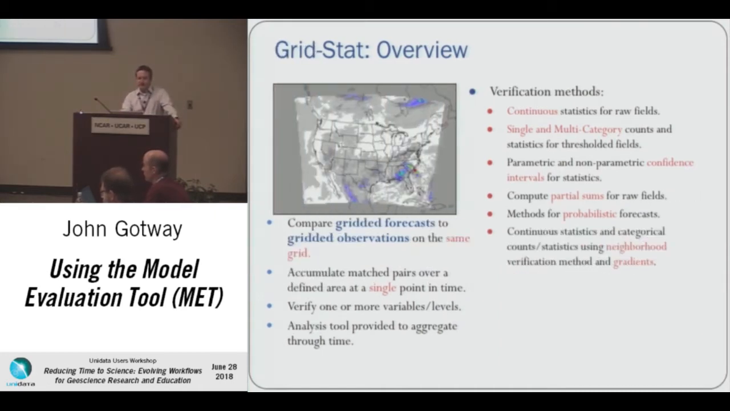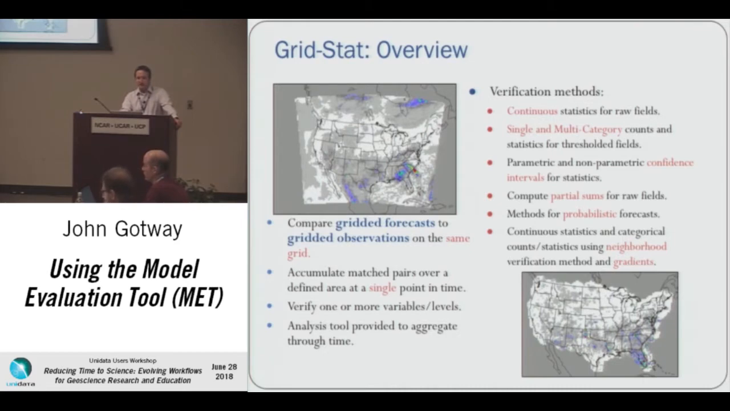The grid stat tool is very similar to the point stat tool. And if you compare the bullet points here, they're almost the same. The major difference, though, is that whereas the point stat tool compares gridded forecast to point observations, the grid stat tool compares gridded forecast to gridded analyses or gridded observations. And this data must be put onto a common grid. I have some slides showing how you can use MET to make that easy. Again, when you run grid stat, you accumulate match pairs over defined areas at a single point in time. You can verify one or more variables and levels.